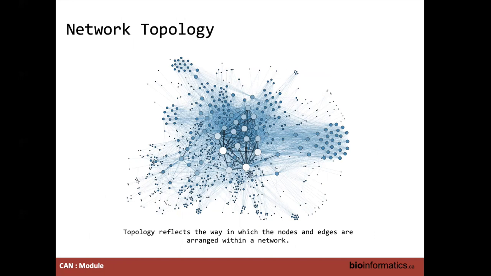Analyzing the topological features of a network is useful in identifying relevant participants of the network and substructures that may well be of biological significance. And you can apply topological properties to the entire network or to individual nodes and edges. And we'll talk a little bit more about that shortly.